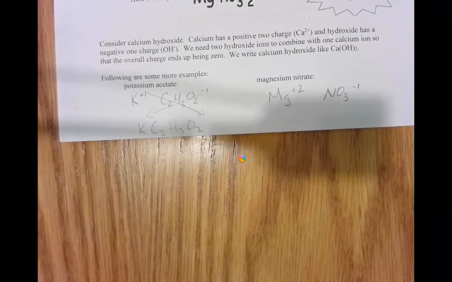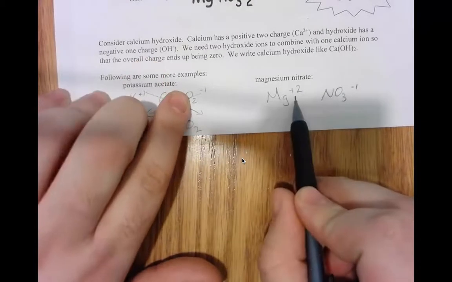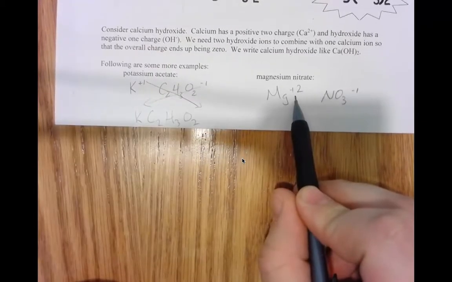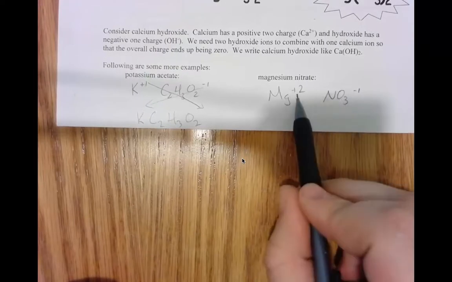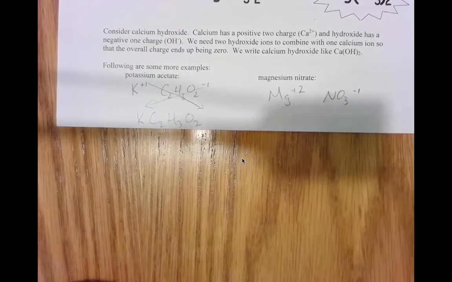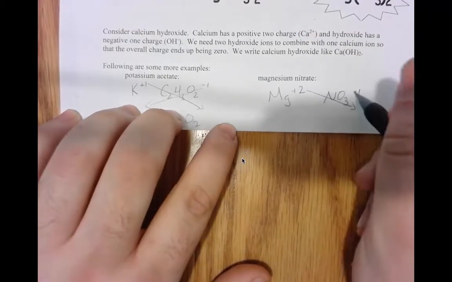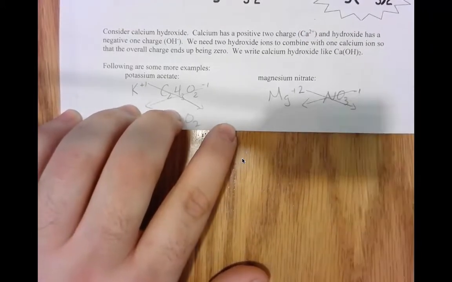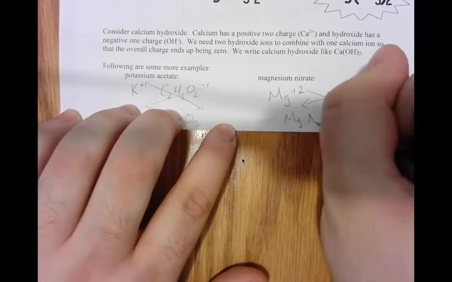Then the next example, magnesium nitrate. So we started off the same way. We wrote the ion, the symbol, and the charge. Then we would crisscross. We'd bring this 2 over here, this 2 right there. So this would become magnesium nitrate with NO3.